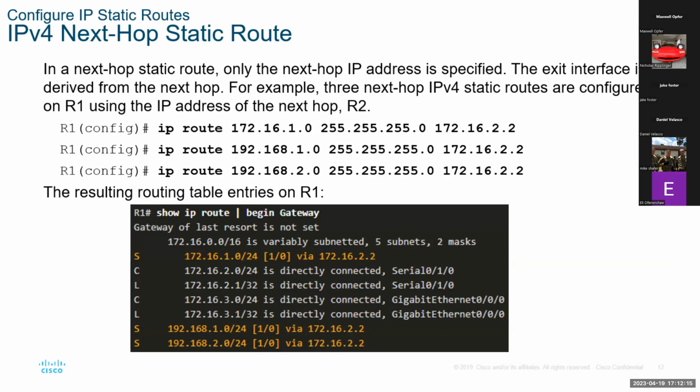Okay, this is what it looks like when you're doing a next hop static route, and you can see down on the bottom, that's what it looks like. The next hop IP is specified and the exit interface is derived from the next hop. So for example, 3 next hop IPv4 static routes are configured on R1 using the IP address of the next hop on R2. And then you can see how it has those listed out there. And then the resulting routing tables on R1 are in that little black graphic down below.